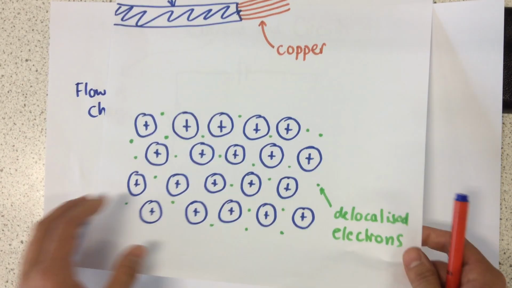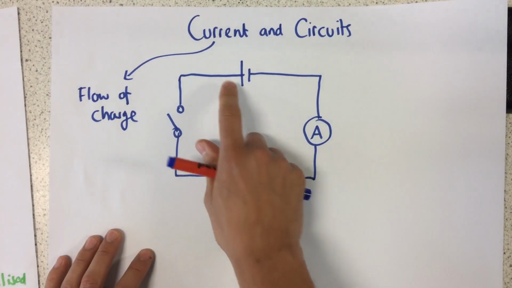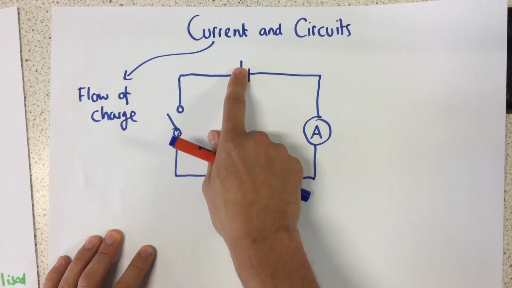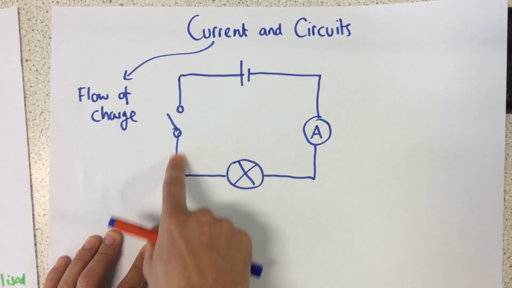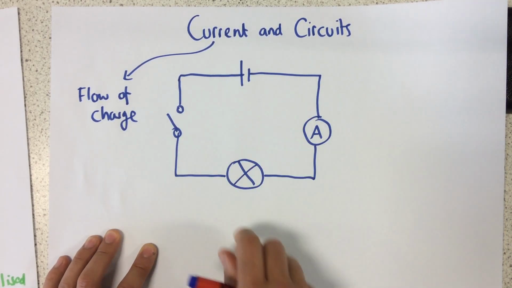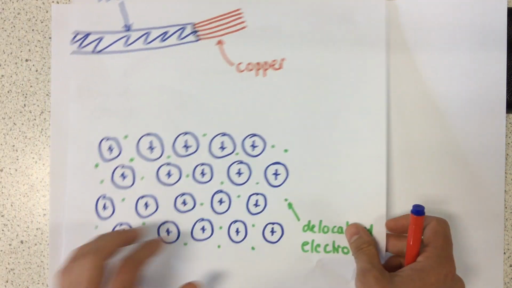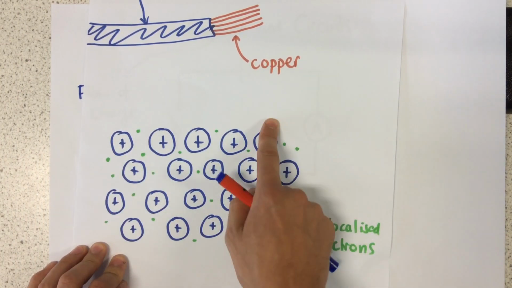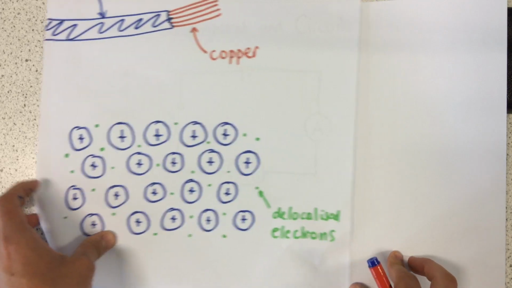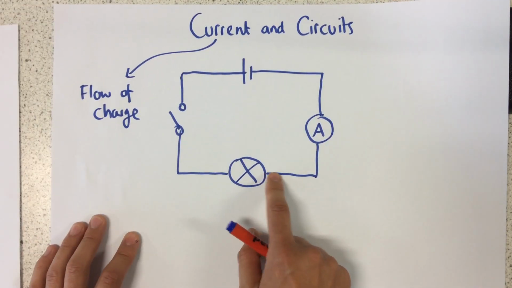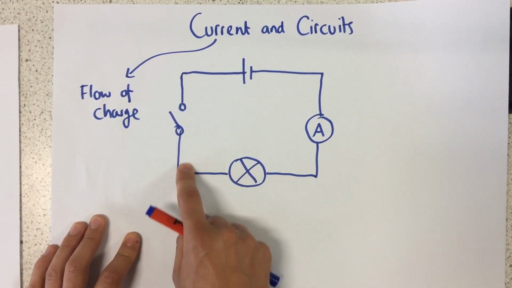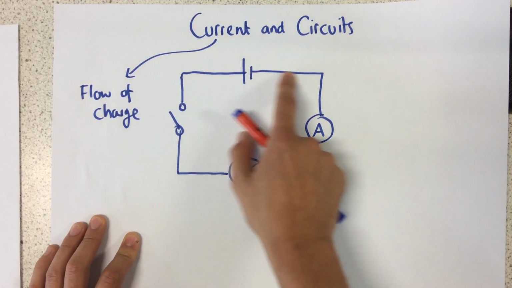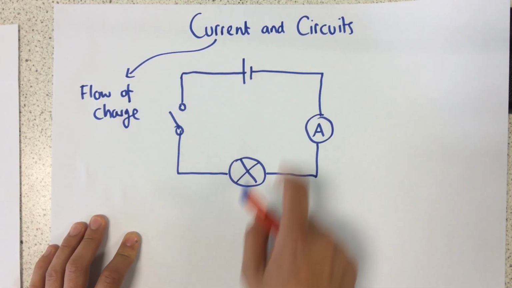Now, the mistake that lots of people normally make is they think all the electrons start here in the cell and then they leave the cell and flow around the circuit. That isn't true. Just like we've seen from this diagram of metallic bonding, all of the electrons start within the copper itself. So in this wire, all the way around, there are electrons ready to flow around the circuit.